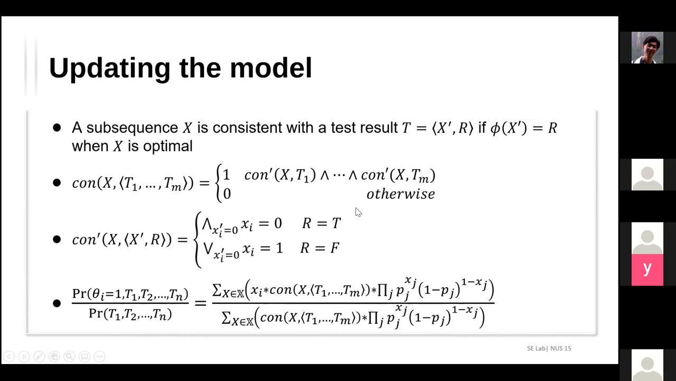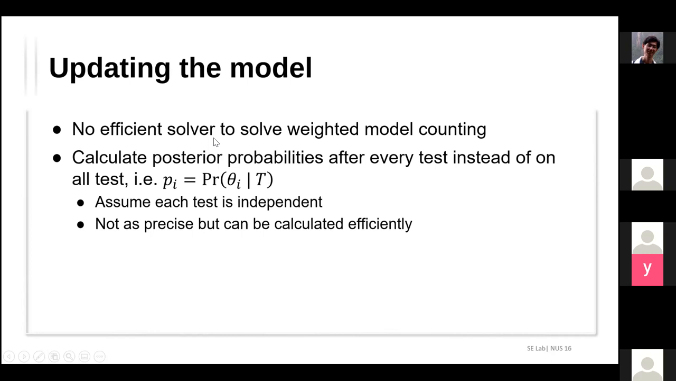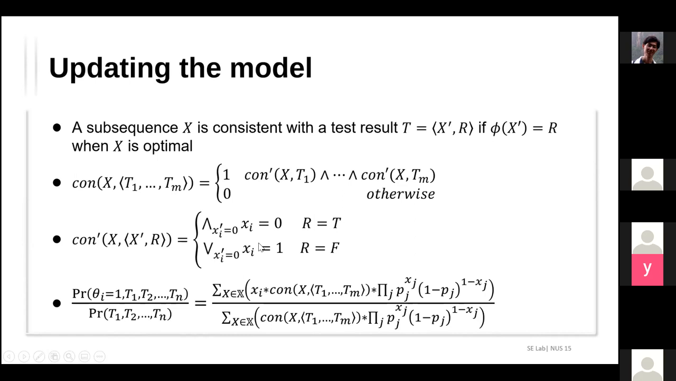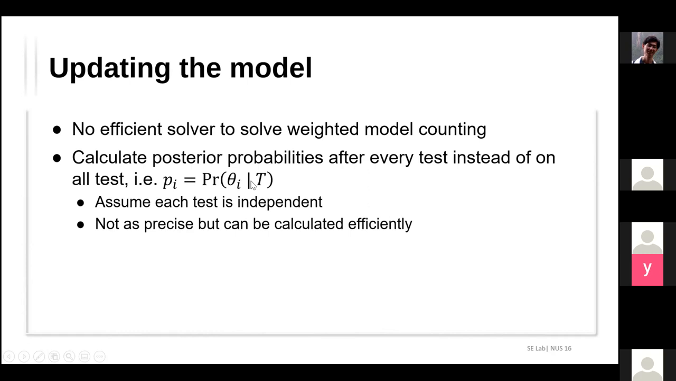So as mentioned previously, this is a very huge search space itself, so there's no efficient solver to solve it. Because of that, they calculate the probability after every test instead of across all the tests. That's why this part on consistency helps in the understanding, but maybe I didn't do a very good job explaining it. Essentially, to reduce how much we have to calculate, they are assuming that each test is independent. Because each test is independent, you can calculate it after each test instead.